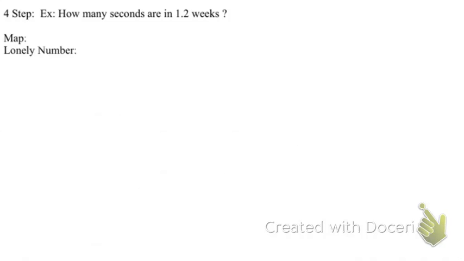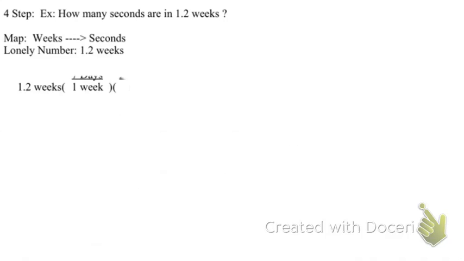Alright, same problem, but here we are now again. How many seconds are in 1.2 weeks? So, our map, as we stated, going from weeks to seconds. Our lonely number, 1.2 weeks. So we have 1.2 weeks starting us off. Because we have weeks in our lonely number, weeks is going to have to be on the bottom of our first parenthetical statement. So we've got a week there.